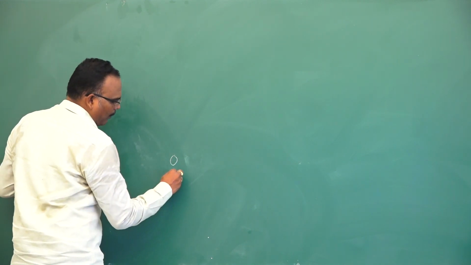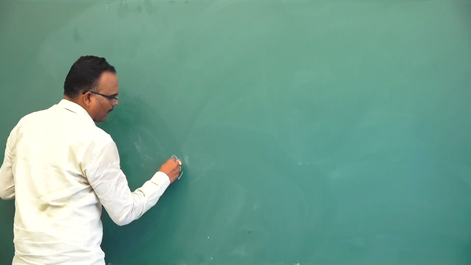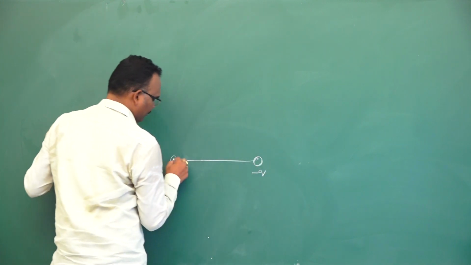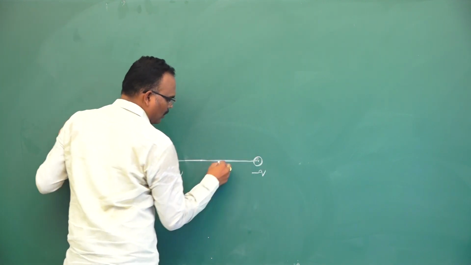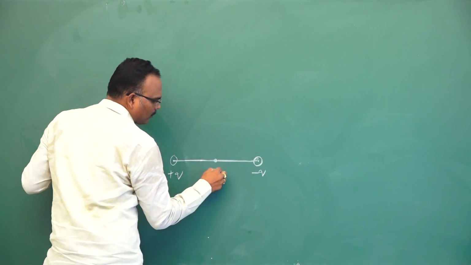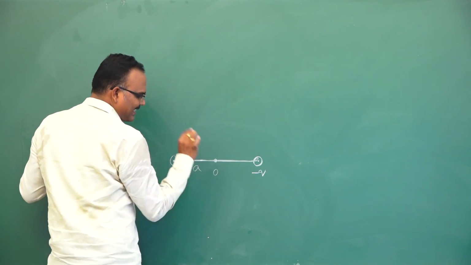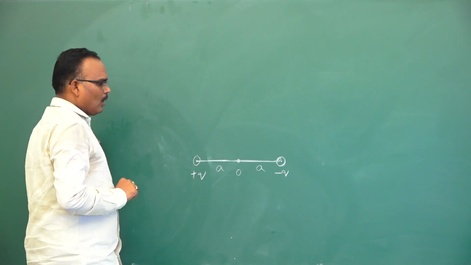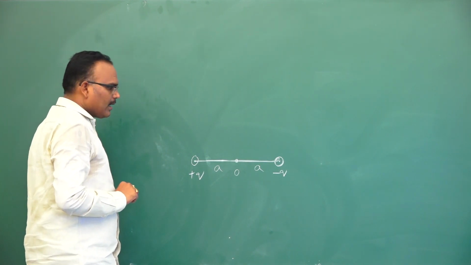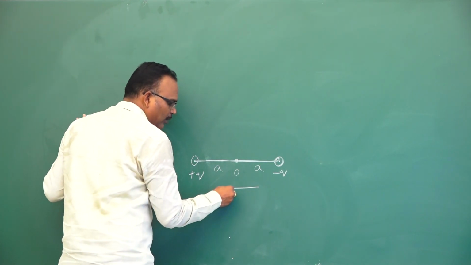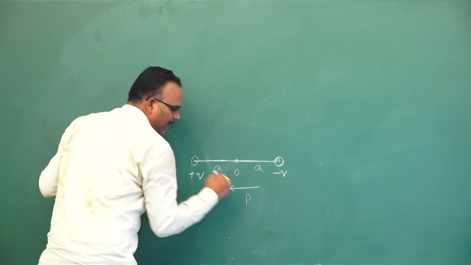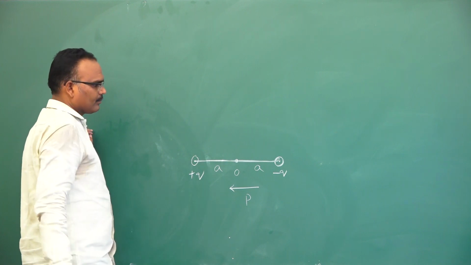This is a positive charge. This is a negative charge. This is the center of the dipole, O. This distance is say a, and this distance is another a. The dipole moment direction is always from negative charge to positive charge, so this is the dipole moment direction for this dipole.